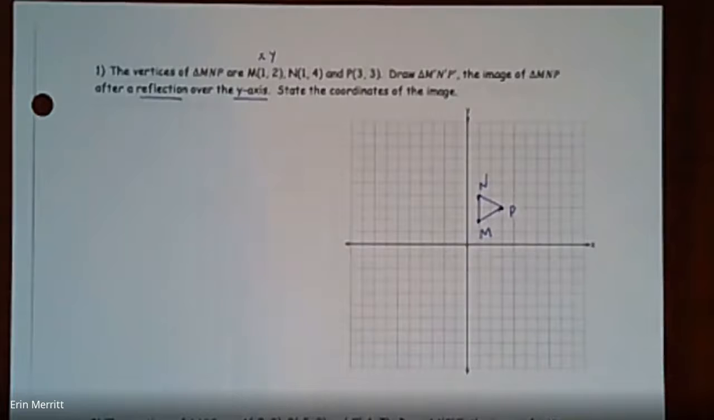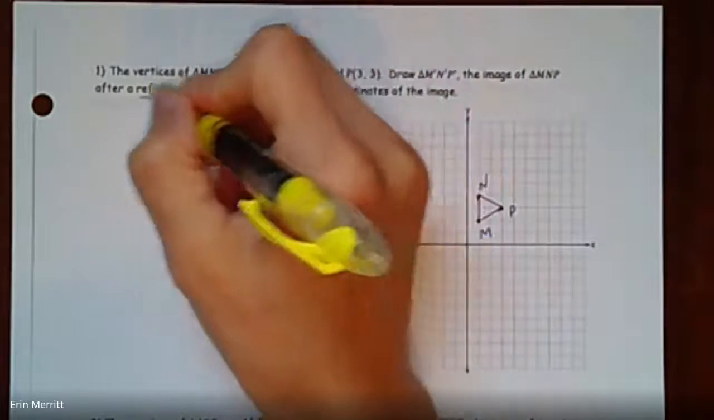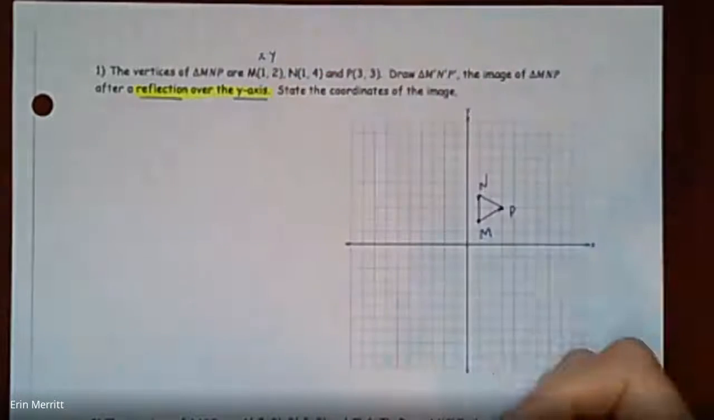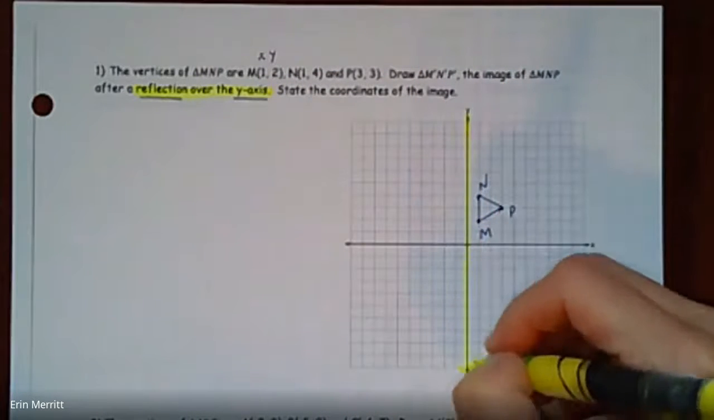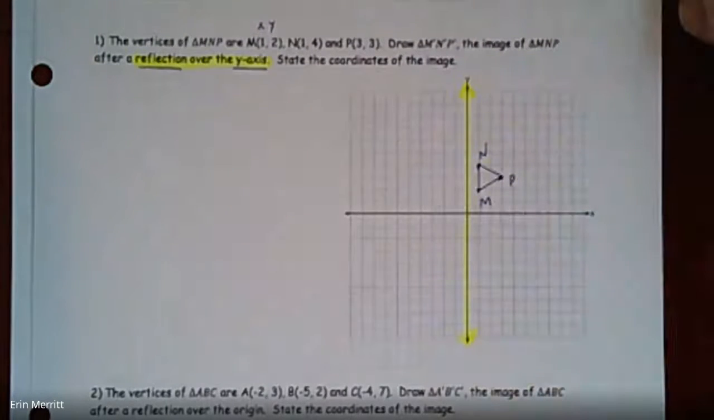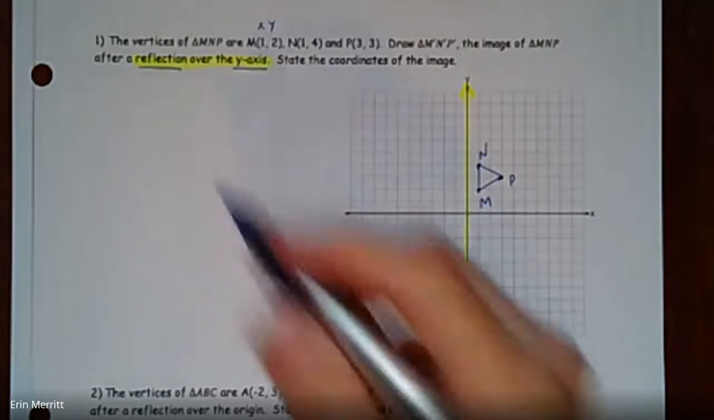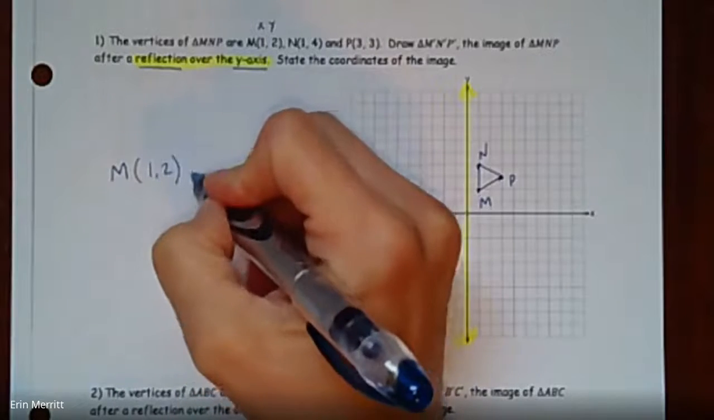I would encourage you, if you have another color, if you have a highlighter, I want to focus in on the line of reflection. So the reflection over the y-axis means I want you to highlight on your paper the y-axis. All right. Once you have it nice and highlighted, I want you to just visually be able to flip those points over the line. So I'm going to look at M, which starts at (1, 2).